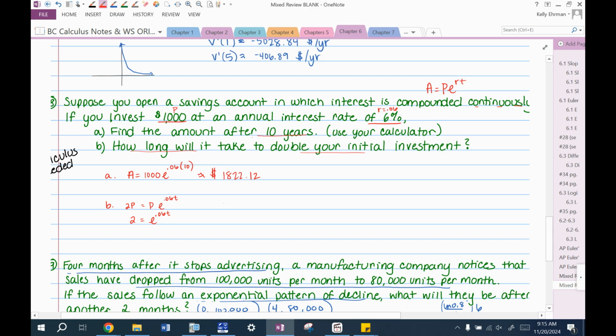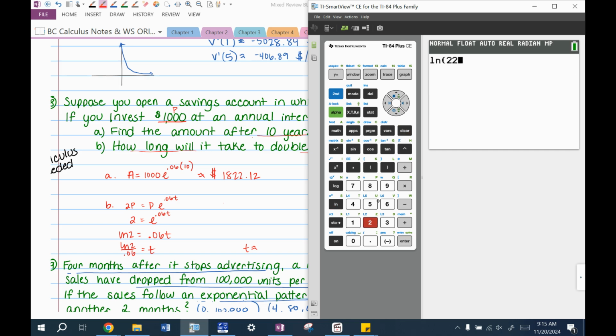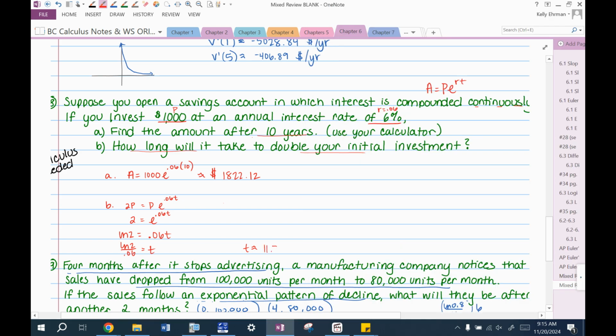Okay, so how do we solve this algebraically? We natural log both sides. The natural log of e to the 0.06t is 0.06t. Divide by 0.06. So t is about equal to natural log of 2, oops, not 22, natural log of 2 divided by 0.06. So 11.552 years. So we're doubling our money in that time, okay.